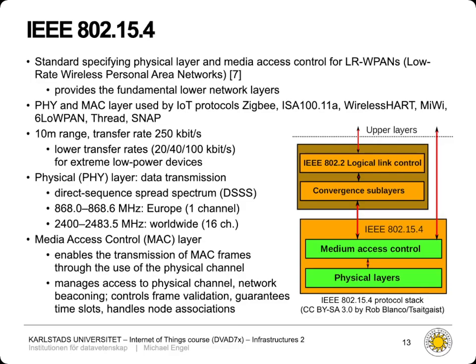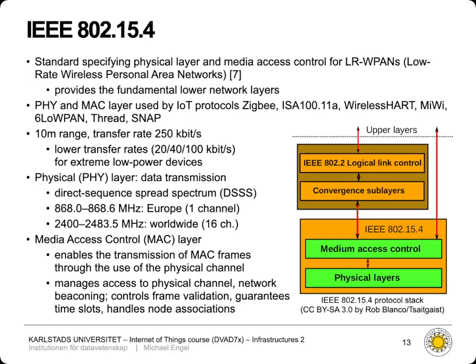In addition to these long-range networks, we also have new technologies for short-range network communication. The standard that lies under most of these technologies you might have heard about already is another IEEE standard, and it's also of the 802 family, so it's wireless networking. We've seen Wi-Fi was 802.11, and the standard we're talking about now is 802.15.4. This standard specifies the two lower layers in our ISO OSI 7 layer model, the physical layer and the media access control for low-rate wireless personal area networks, as it's called. So this IEEE 802.15.4 standard provides the fundamental lower network layers.